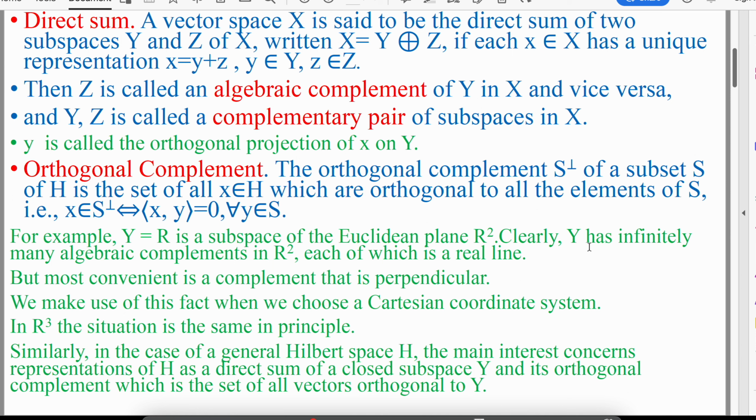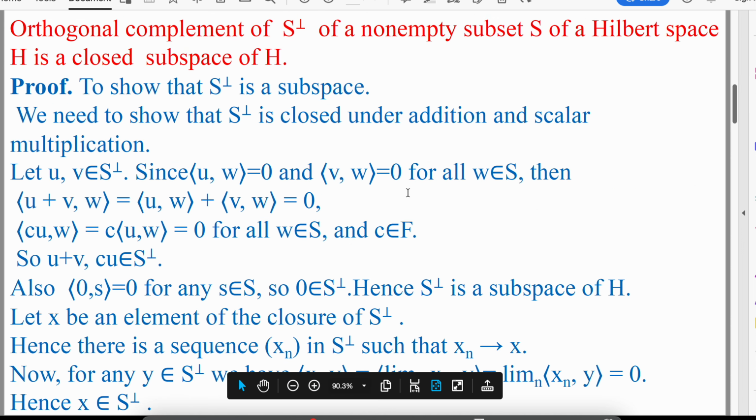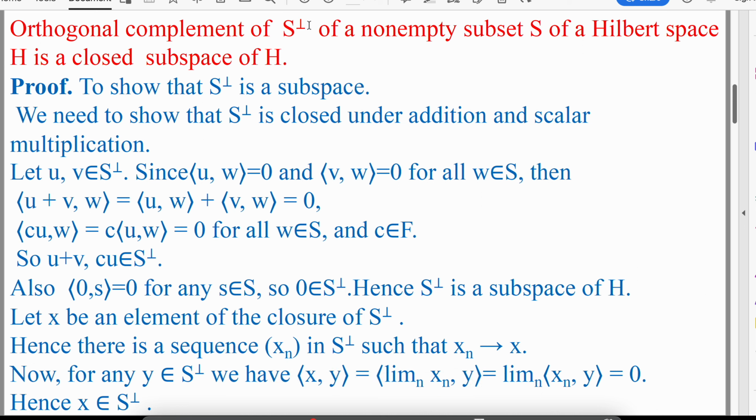Similarly, in the case of general Hilbert space H, the main interest concerns representation of H as a direct sum of closed subspace Y and its orthogonal complement, which is a set of all the vectors orthogonal to Y. So first of all, we will show that this orthogonal complement of S of a Hilbert space H is a closed subspace of H. To show that orthogonal complement of S is a closed subspace, first of all we will show that this is a subspace, then we will show that it is closed.